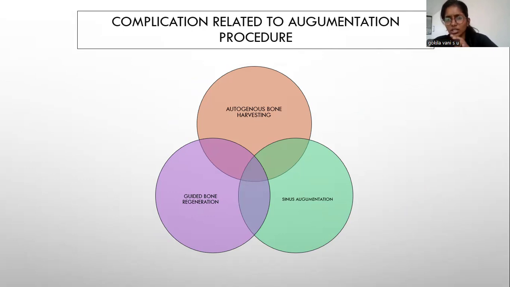And complications related to augmentation include autogenous bone grafting, harvesting, guided bone regeneration and sinus augmentation. In all these cases we have to procure the bone, in autogenous bone graft from an intraoral or extraoral site, and that might result in delayed healing, or it might not integrate into the site. So that might lead to failure of implant therapy.